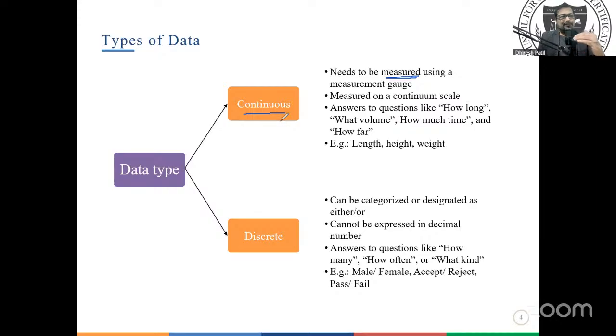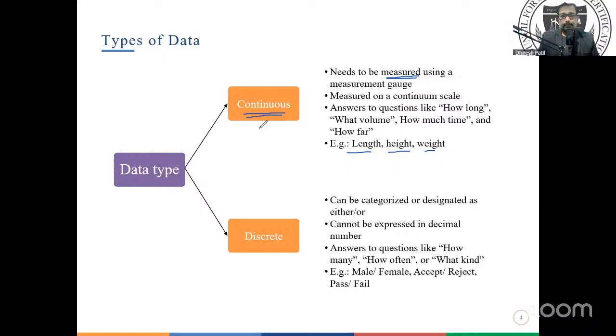Okay, when we say go and count, we never say go and count your weight. We always say go and measure your weight. That's why length, height, weight, all these are continuous data. On the continuous scale we can measure, like 60.1, 60.2, 60.3, 60.6, 60.9, 70, 70.1, 70.2 kg. Length as well: 10.1, 10.2, 10.3, 10.9, 11, 11.1. So on a continuous scale we can measure. That is called continuous data.